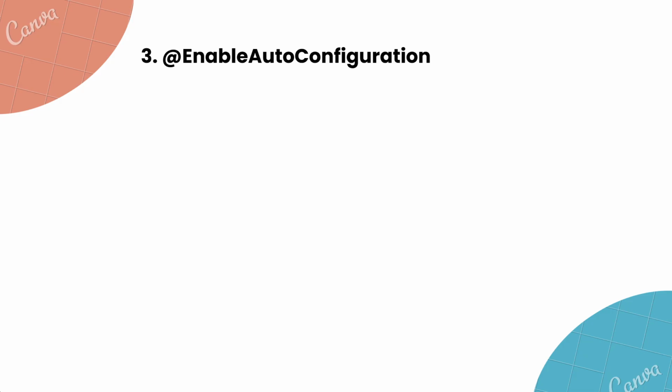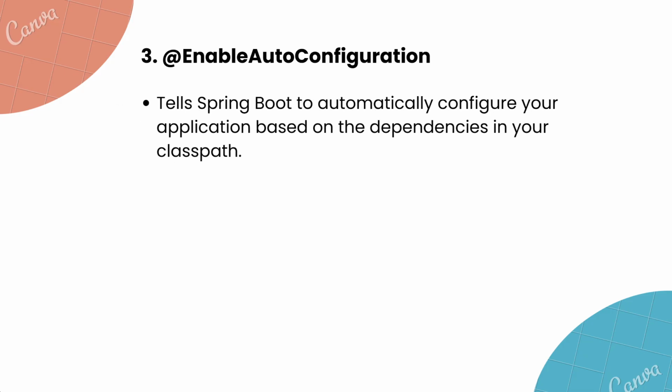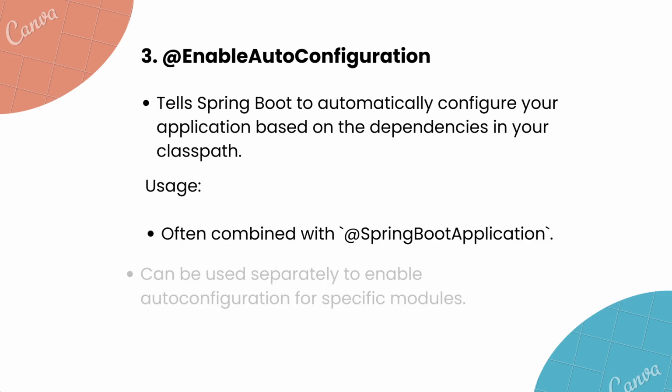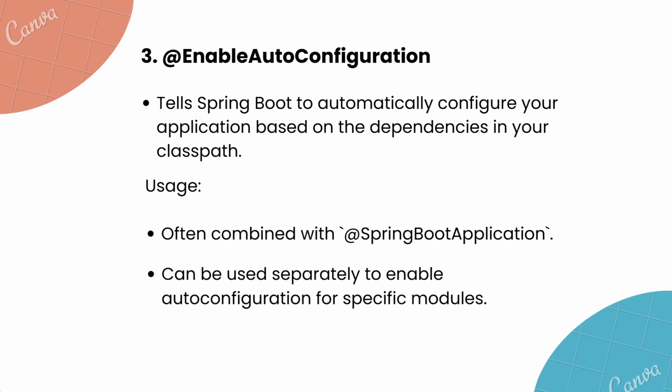Third one is enable auto configuration. It is the core annotation in Spring Boot that allows Spring Boot to automatically configure the Spring application context based on the dependencies present in the application class path. Uses: it is often combined with Spring Boot application. Also, it can be used separately to enable auto configuration for specific modules in Spring Boot.